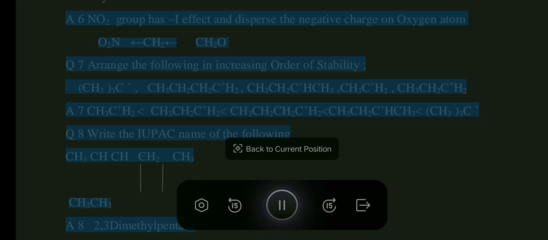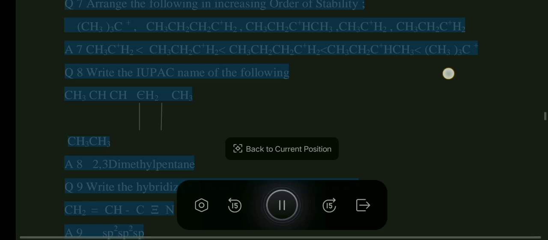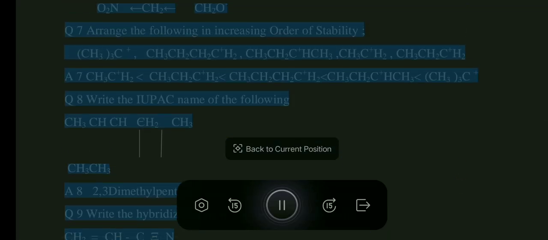Q7: Arrange the following in increasing order of stability: (CH3)3C+, CH3CH2C+HCH3, CH3C+H2, CH3CH2C+H2, CH3CH2CH2C+H2. A7: CH3C+H2 < CH3CH2C+H2 < CH3CH2CH2C+H2 < CH3CH2C+HCH3 < (CH3)3C+.